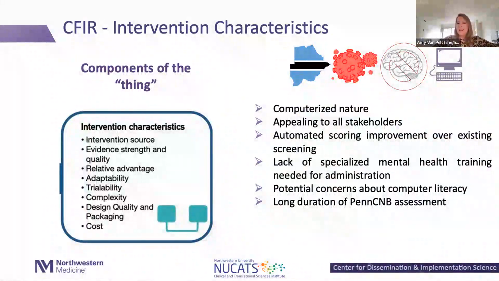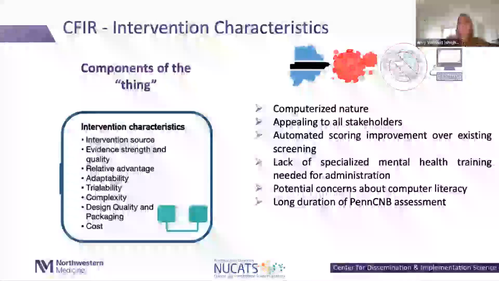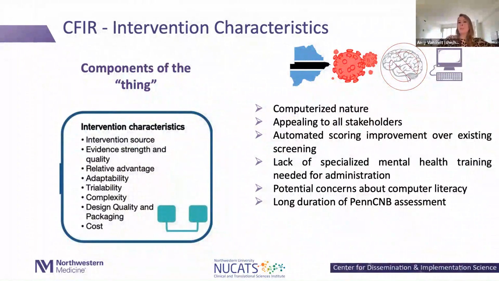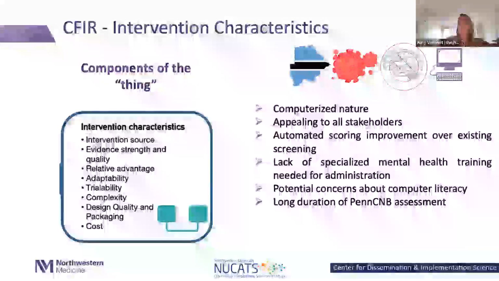But I do want to highlight that although the majority of participants considered the computerized administration a strength, some individuals were concerned about children's computer literacy and the availability of computers in some settings. And also the duration of the CNB was really articulated as a potential challenge because the current time constraints may not be conducive to an assessment that takes between an hour to an hour and a half to administer. So as I'm describing these themes, you can see that there are both barriers and facilitators that were articulated within all of these domains.